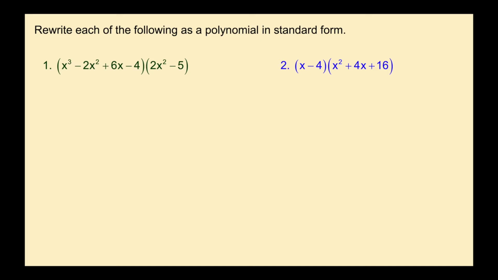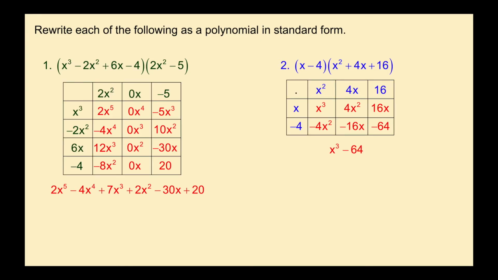And we'll take a look at these answers. So in number 1, we end up getting 2x to the fifth minus 4x to the fourth plus 7x to the third plus 2x squared minus 30x plus 20. And then on number 2, because several things are going to cancel, negative 4x squared and 4x squared cancel, negative 16x and 16x cancel, so we just get x to the third minus 64.